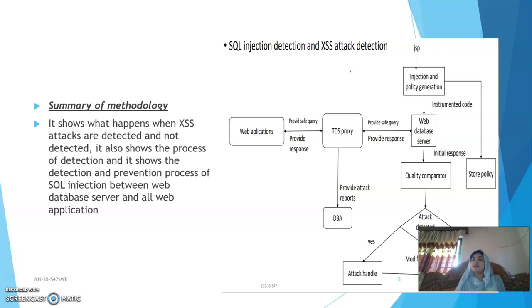The diagram shows how attacks are detected and how they are prevented by detection. The summary of this methodology is that it shows what happens when cross-site scripting attacks are detected and not detected. It also shows the process of detection, and the detection and prevention process of SQL injection between the web database server and all web applications.